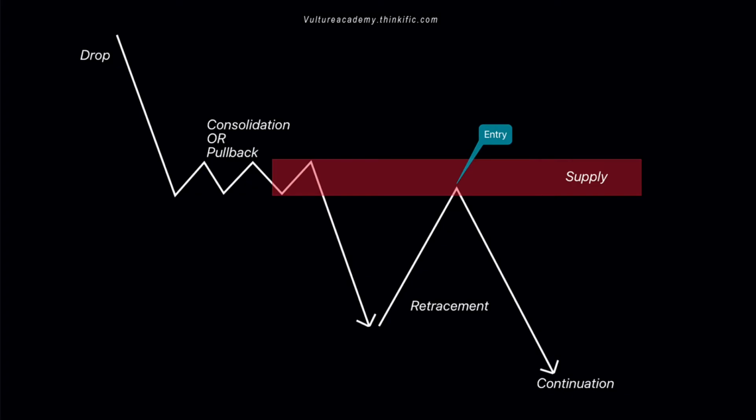Similarly, here's a downward continuation zone. Price has a drop, followed by consolidation, and then a further drop. When price retraces, it will retrace into the consolidation zone, as that will create a level of supply. You would enter sells as supply is an area of increased selling. Price then continues to make a lower low.